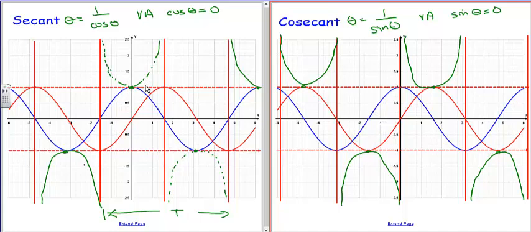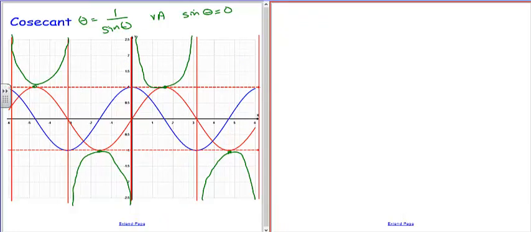So we just want you to know the general shape of cotangent, secant, and cosecant, but we're not going to do any transformations with them. Okay, so let's look at the tangent function.